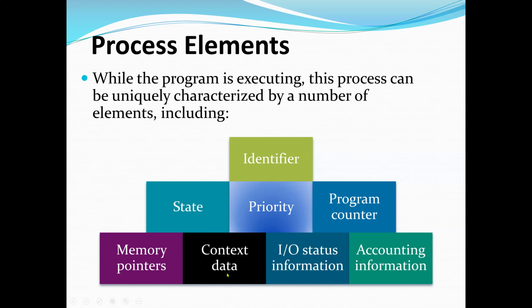We also have the context data. These are the data that are present in registers in the processor while the process is executing. Then we have the I/O or input-output status information. This will normally include the outstanding input-output requests and input-output devices, for example the hard drive assigned to this process, and also a list of files in use by the process and so on.